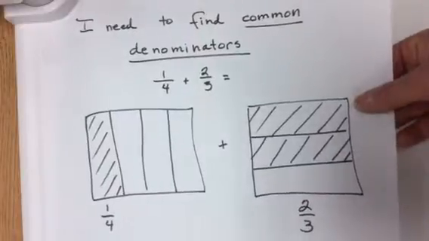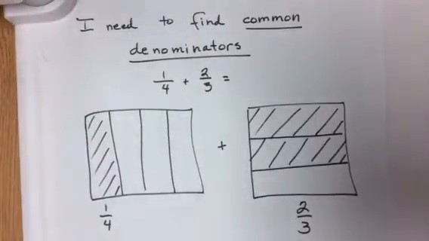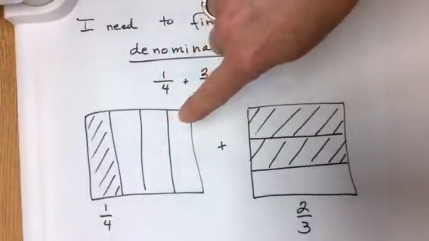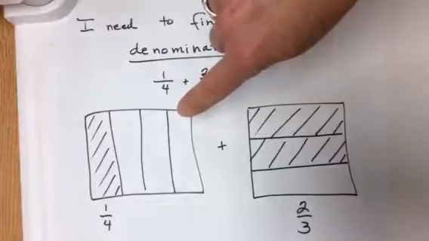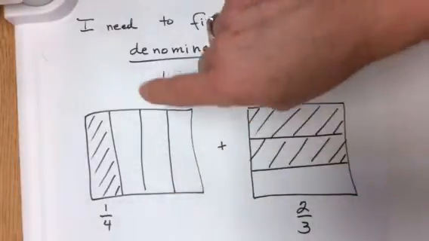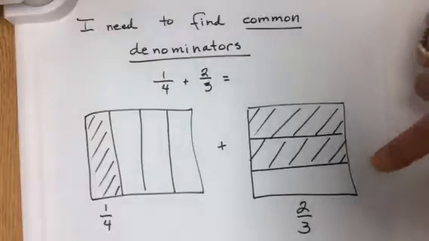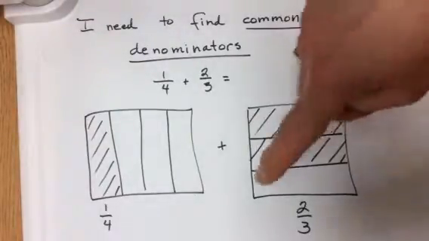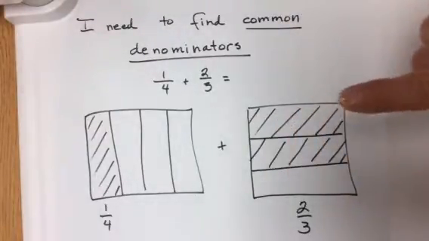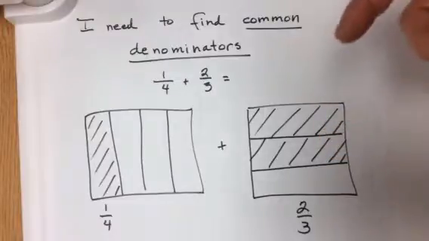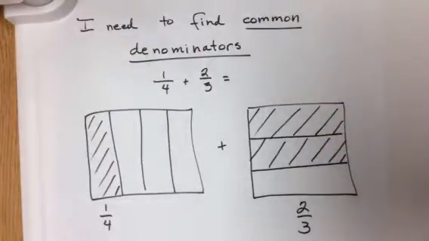So the first thing I need to do is find a common denominator. The first thing we'll do is to draw fraction rectangles. First for 1/4, where I will draw my rectangle and divide it into 4 parts vertically and color in one of the 4 parts for 1/4. The second rectangle I will draw and divide into 3 parts horizontally and color in 2 of the parts for 2/3.